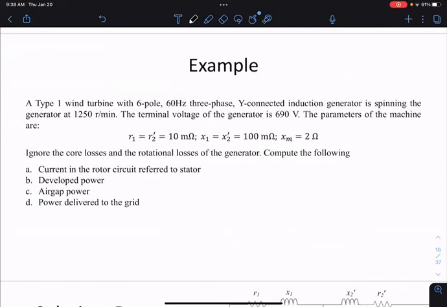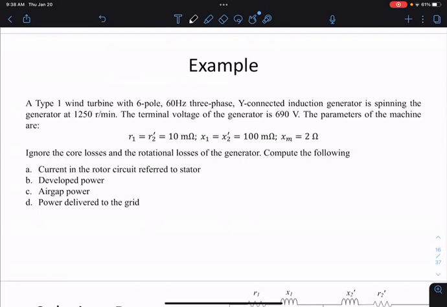Okay, so I guess one interesting thing is for 60 Hz, the gearboxes for wind turbines are actually slightly different because we have a 60 Hz grid, Europe has a 50 Hz grid. So that will matter when you're actually making a wind turbine, where the frequency matters. Okay? But for our calculations, it will always be 60 Hz wind turbines. The terminal voltage of the generator is 690 volts. Bunch of parameters, right? So X, R1, R2 prime, X1, X2 prime, XM.